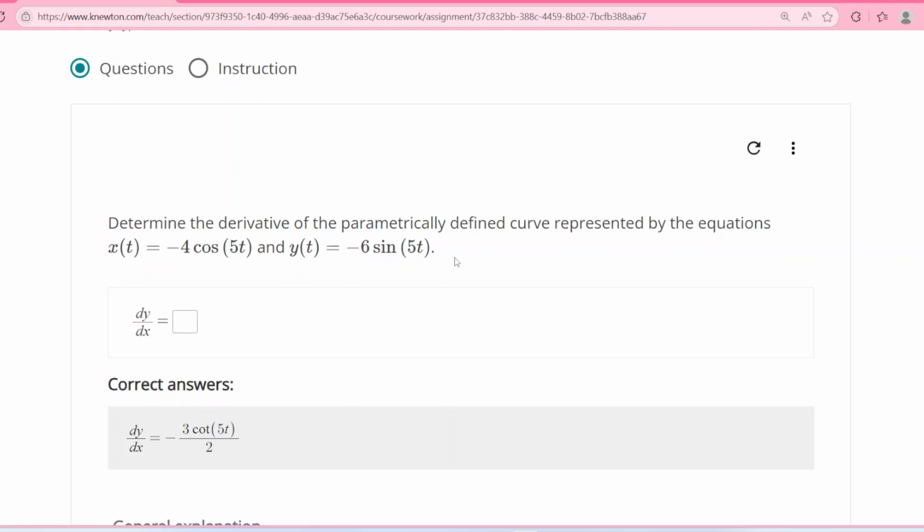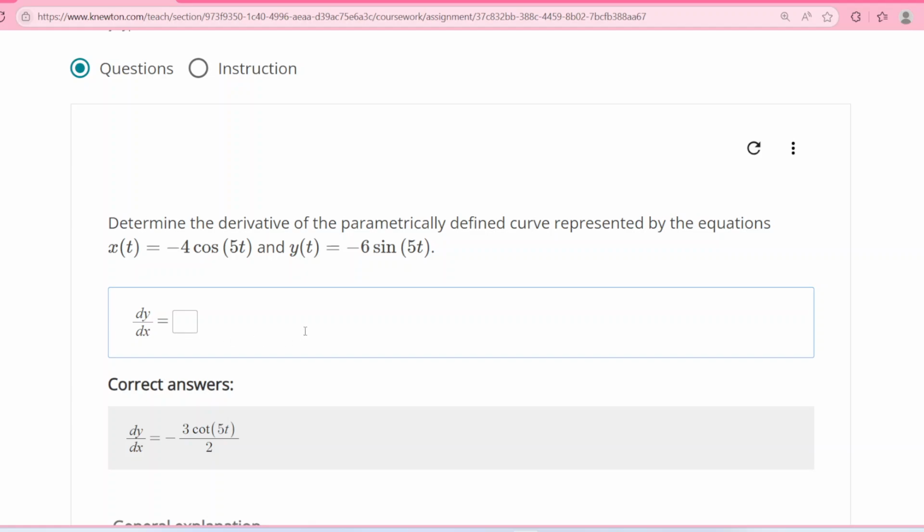And as you change the values of t, these two equations would trace out a curve on the xy plane, and we're asked to find the slope, some expression to represent the slope of the tangent lines to that curve at any moment. So that's that dy over dx.